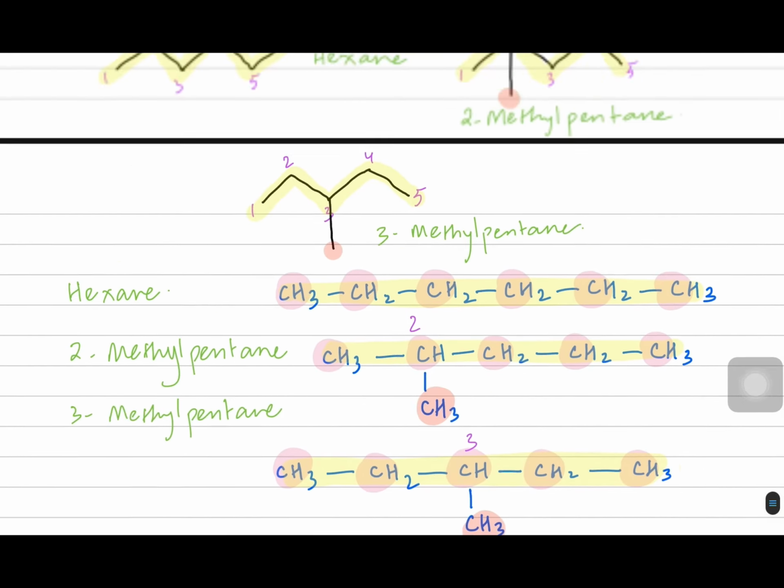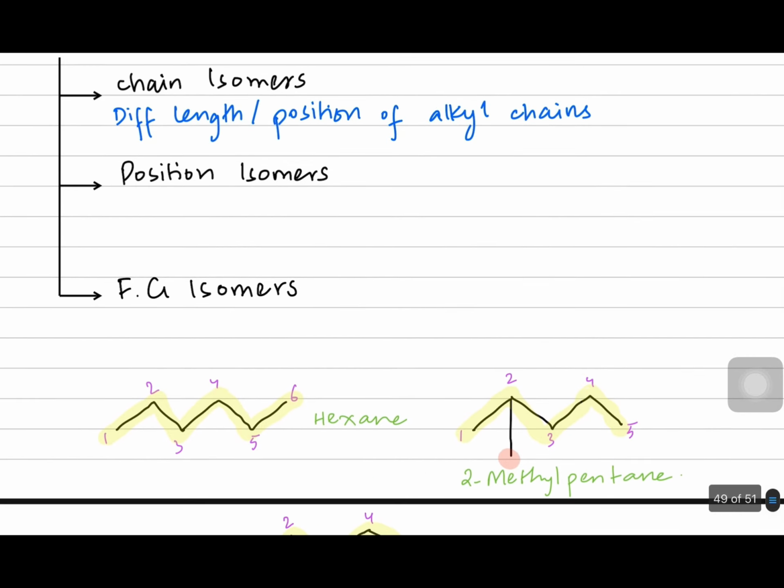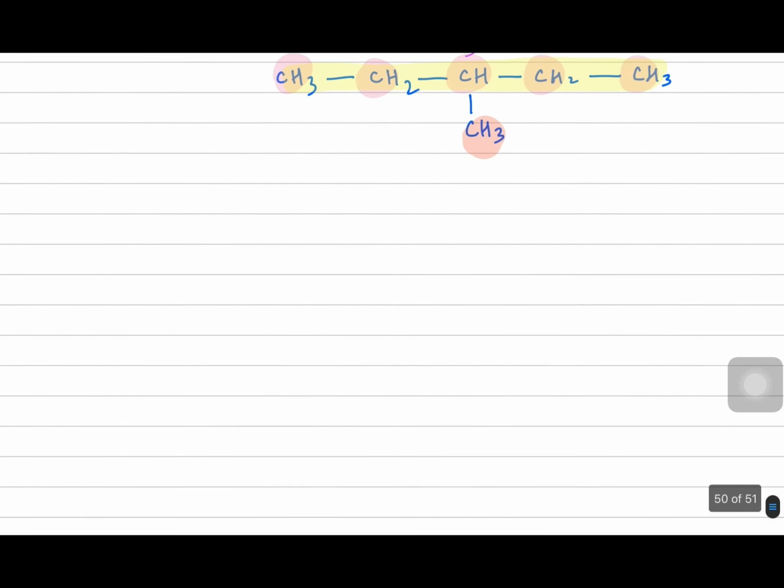When we talk about position isomers, it's all about functional group position. So the position of the functional group changes. It's not about the branch, it's not about the methyl or ethyl, it's about the functional group. Let me give you an example of position isomers.